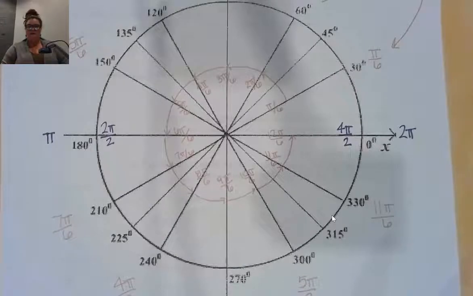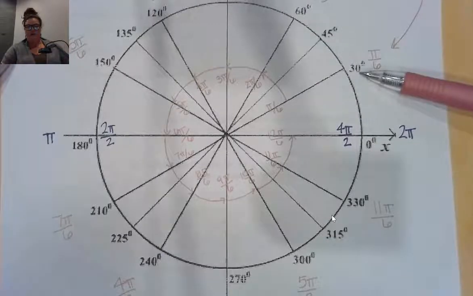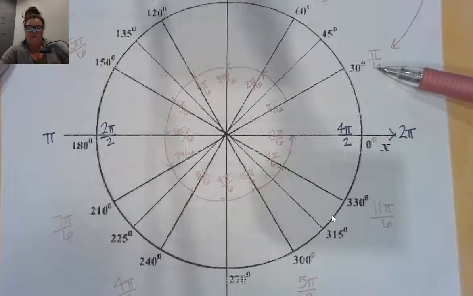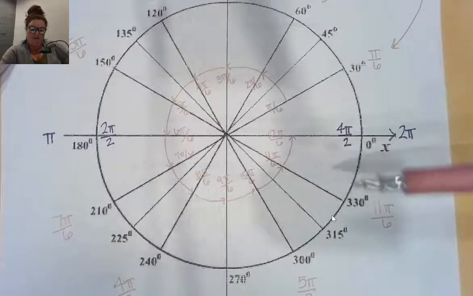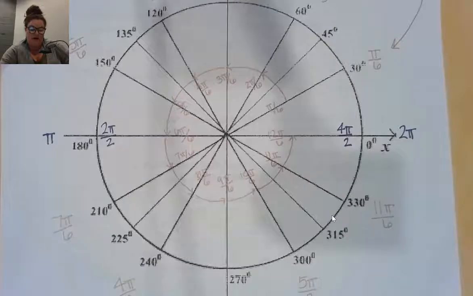Okay? So all of these angles that have either a 30 or a 60 degree reference triangle, we can find by just starting with 30 degrees, changing it to radians, and then we can count by pi over 6 to find any of these 30 or 60 degree marks.